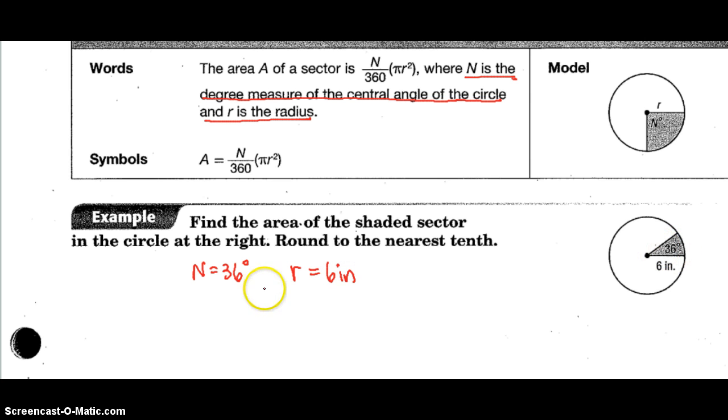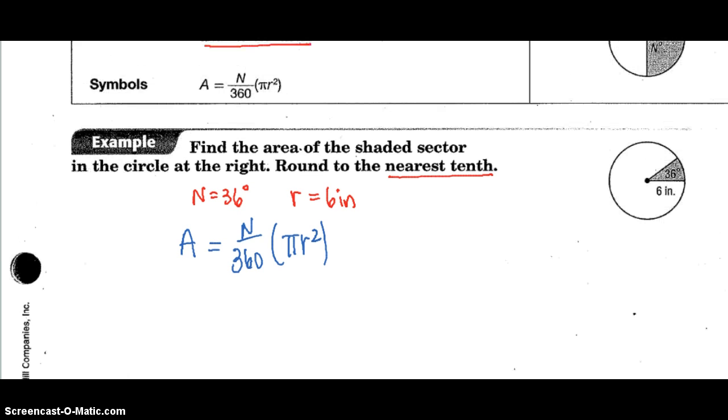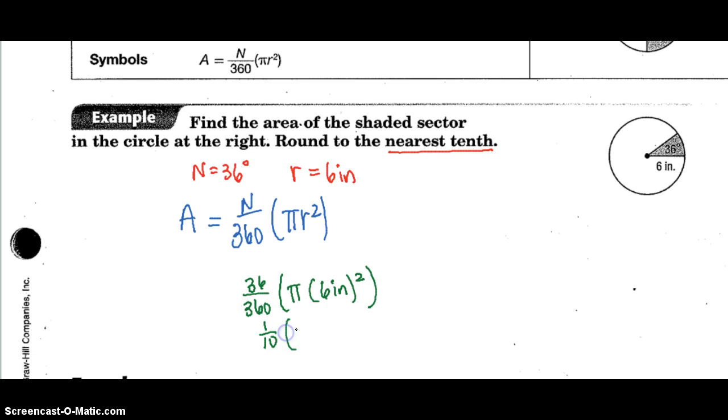So to find the area of the shaded region to the nearest tenth, I'm going to simply plug it into n over 360 pi r squared, because pi r squared would be the whole circle, but I only want a fraction of it. So this is the area I am looking for. So n, we said, was 36 out of 360. Pi times my r is 6 inches squared. So that gives me 1/10, because 36 goes into 360 10 times. So 1/10 of 3.14 times 6 squared is 36.